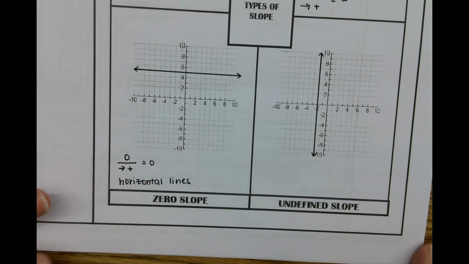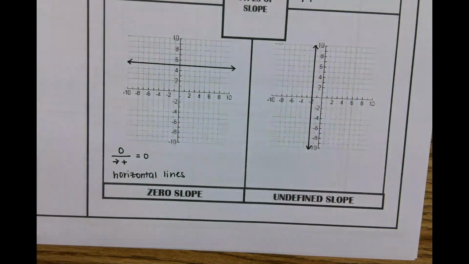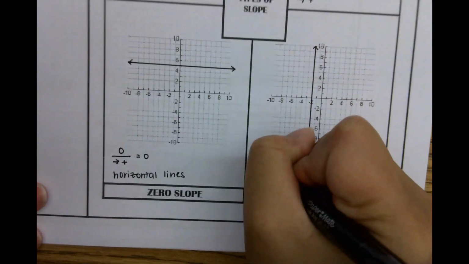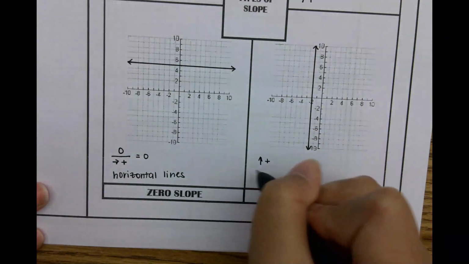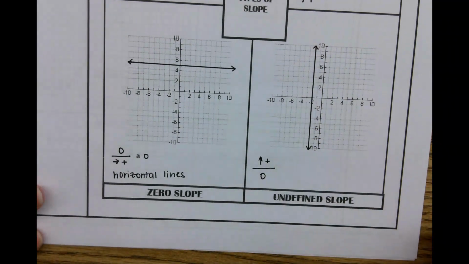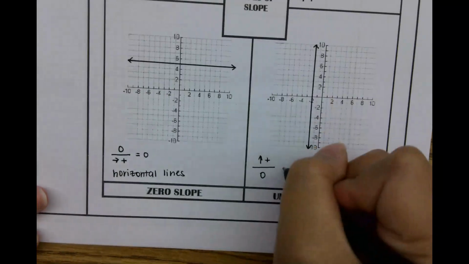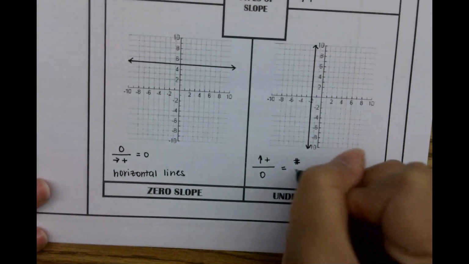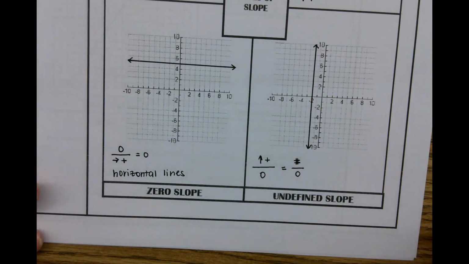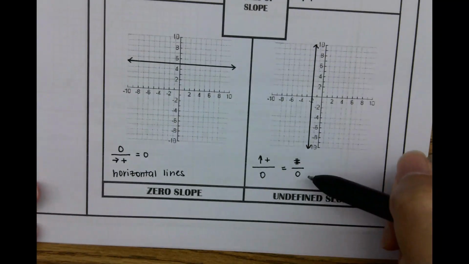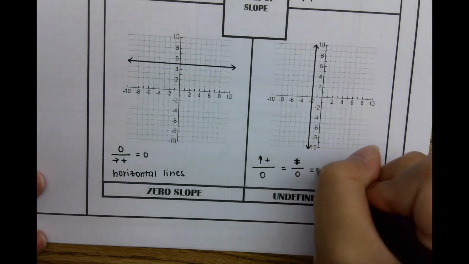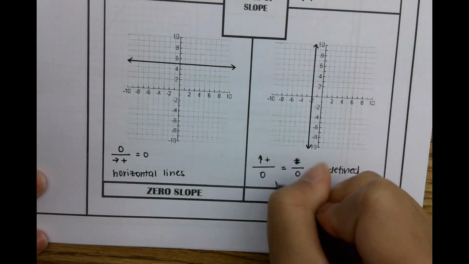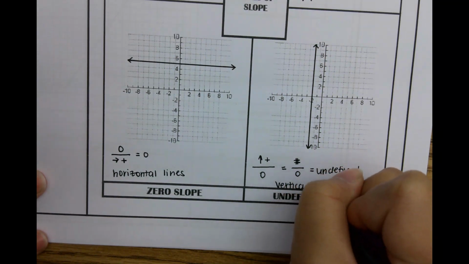For vertical lines, we have an undefined slope, and the reason for that is because from one point to the other, I'm going upwards. However, I am going 0 when it comes to left and right. As a result, we're either going up or down, some positive or negative number. However, we are going 0 to the left or right. A number divided by 0 is undefined. And that is why our vertical lines have undefined slope.